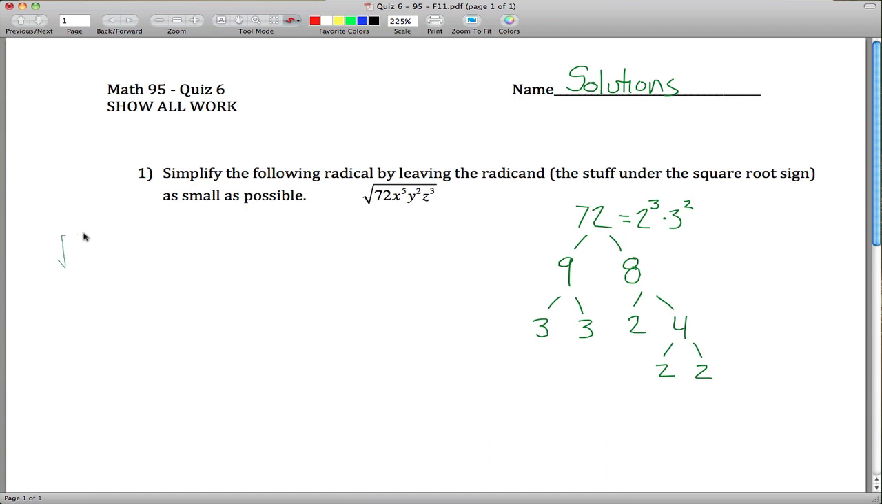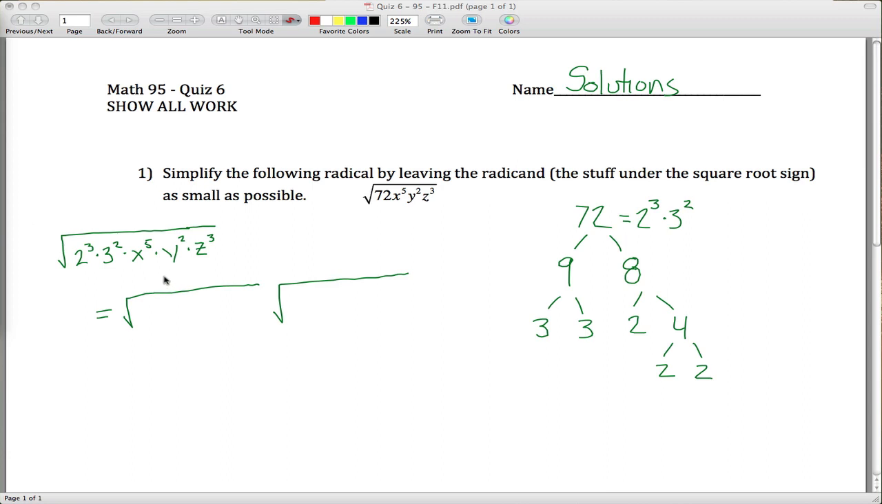So I would think about this problem like I'm trying to take the square root of 2 cubed times 3 squared times x to the 5th times y squared times z cubed. And the way I simplify this is I say, okay, that equals, and then I make two different square root signs. Let's see, I think in class we called one of these the good one, and one of these the bad one.